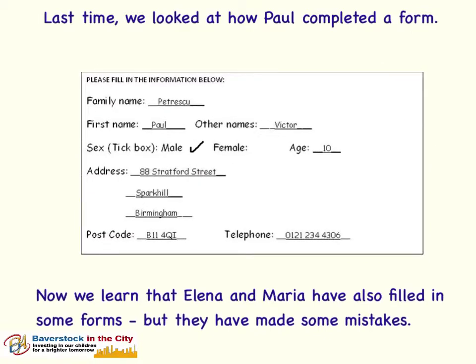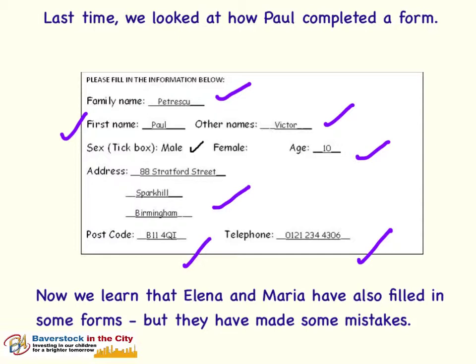Here is the form that Paul completed. He put his family name, Petrescu, his first name, Paul. He has another name, Victor. We know that he is a boy, and we know that he is aged 10, and his address is 88 Stratford Street, Spark Hill, Birmingham, postcode B114QI, and his telephone number is there for us to read.